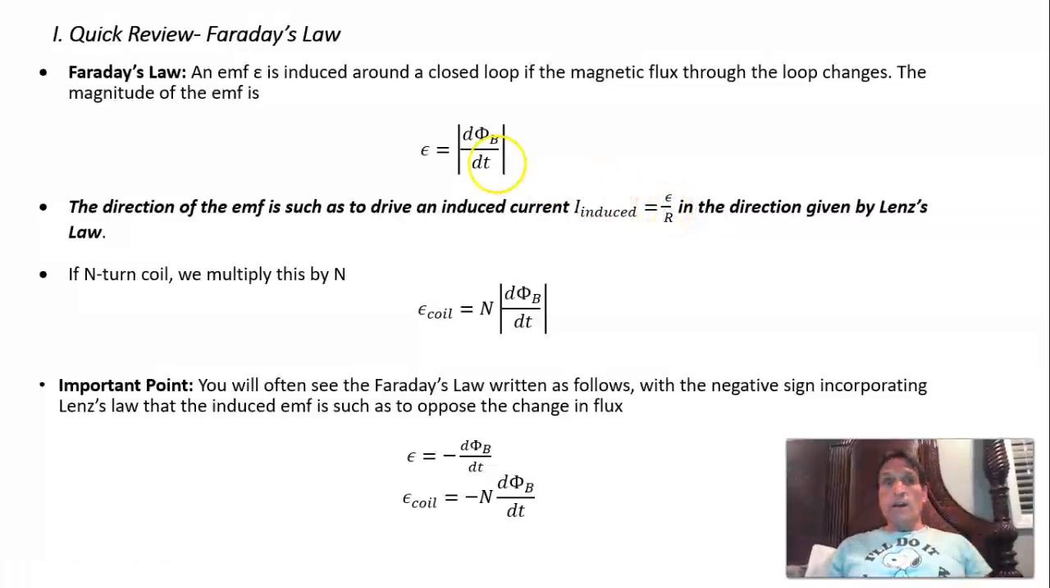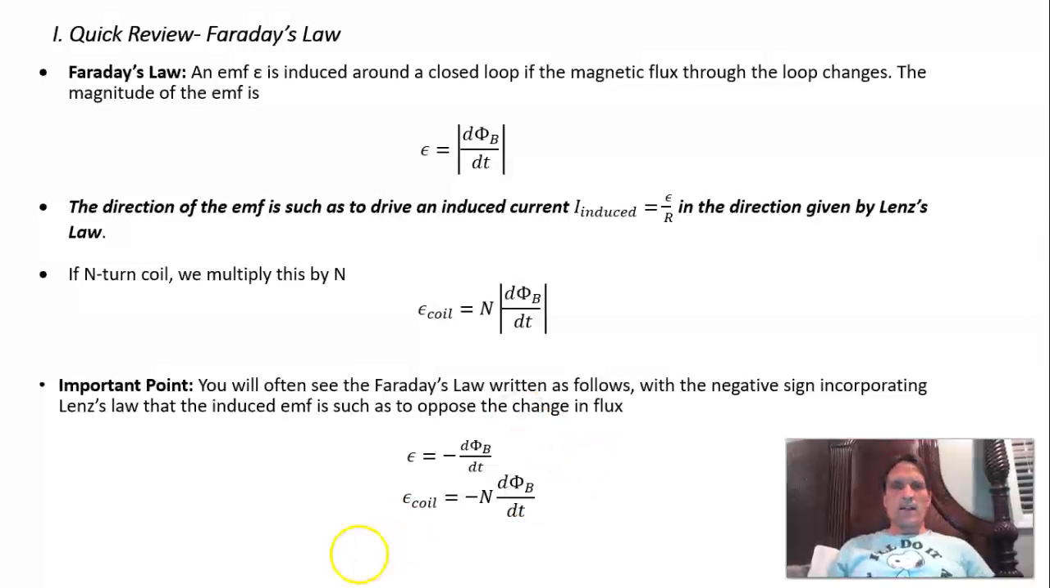Now, if we have N turns in the coil, we just simply multiply the change in the flux through each turn by N, and you can get a much larger EMF in a coil. Typically in practice we calculate the absolute value of the change in flux, and that gives us the absolute value of the EMF. And then we use Lenz's law to get the direction. Remember, Lenz's law says that the EMF is induced such as to oppose changes in the flux.